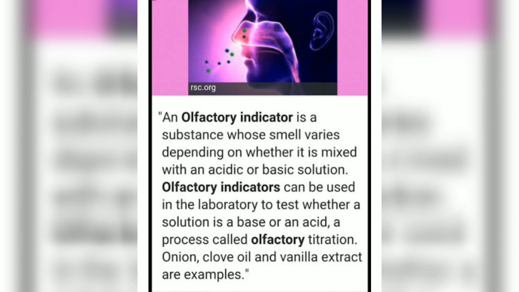Olfactory indicator is a substance whose smell varies, meaning changes, depending on whether it is mixed with an acid or basic solution. Olfactory indicators can be used in the laboratory to test whether a solution is a base or an acid. The process is called olfactory titration. Onion, clove oil and vanilla extract are the examples.